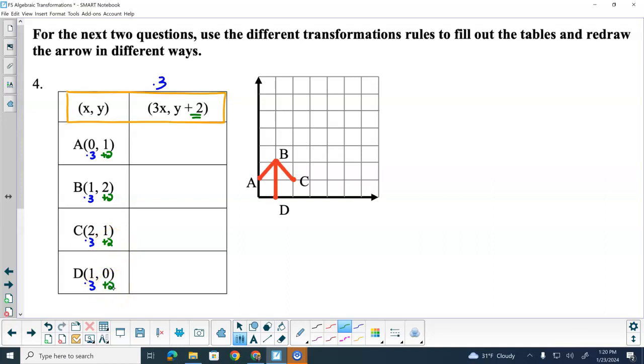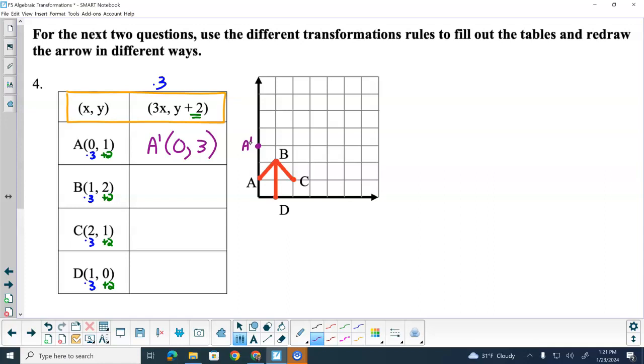Jacob, talk to me. A prime. Where is A prime going to be? Because 0 times 3 is 0, and then 3, because 1 plus 2 is 3. Okay, do you want to plot it right away, or do you want to find them all, then plot them all? You tell me. Plot it right away? Okay. So 0, comma 3 would be left and right 0, and up 3. 1, 2, 3, A prime. Okay.